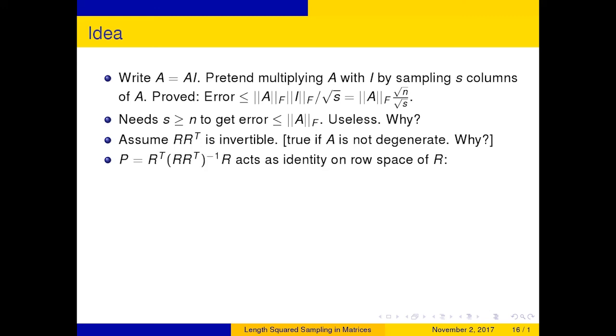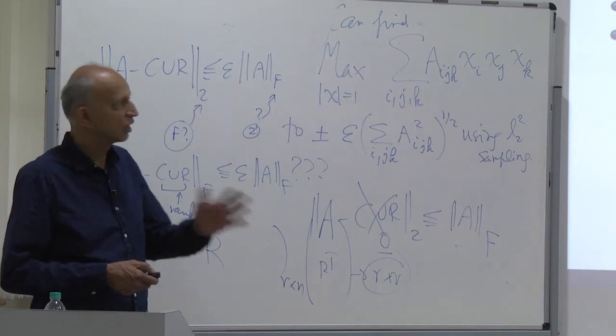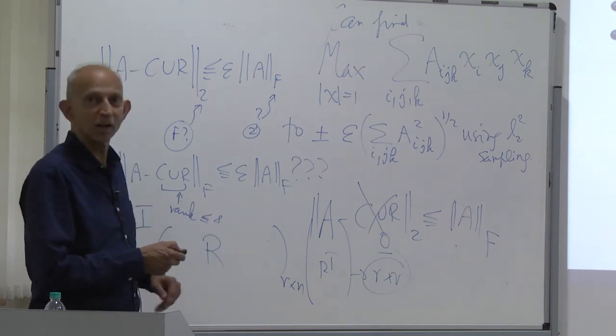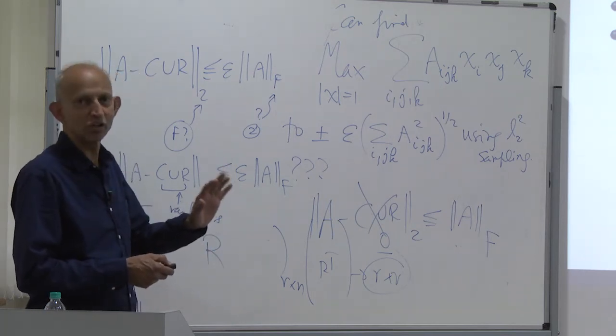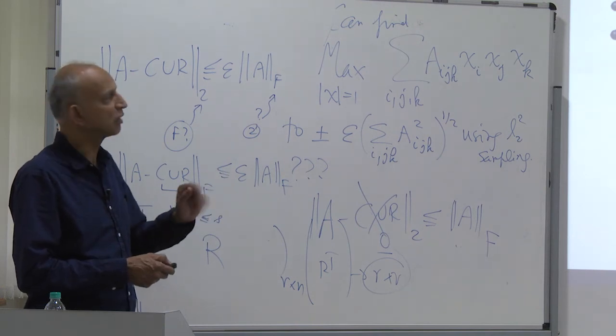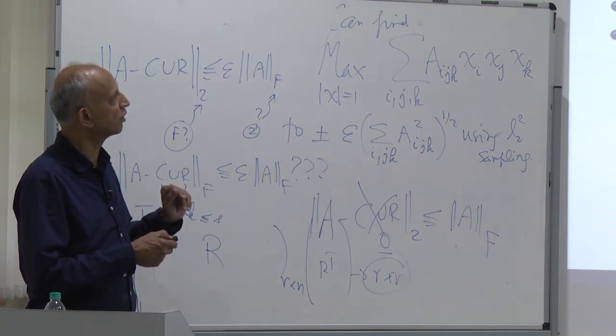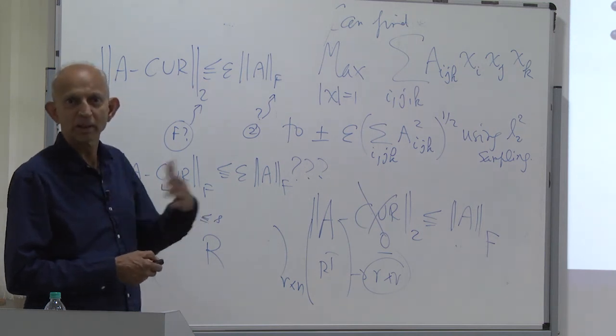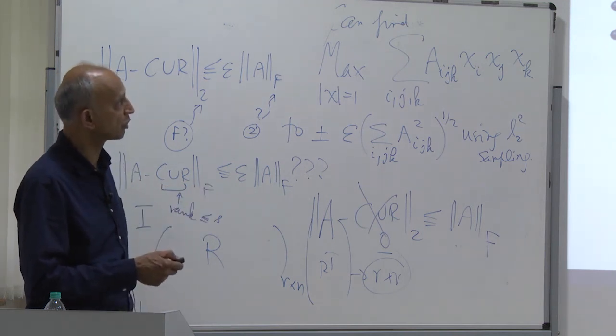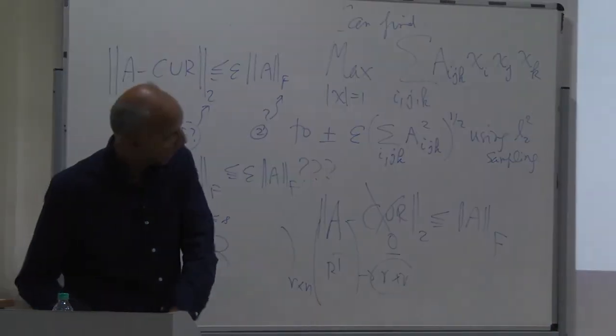Then I can define a matrix P which looks like this. R transpose inverse we said exists, and I multiply by R transpose here in R, and it's not difficult to see that that acts like an identity on a particular space, on the space of R. Why am I saying this? I'm going to replace the pretend multiplication identity by P, and that will buy me something. That will get rid of the root n.